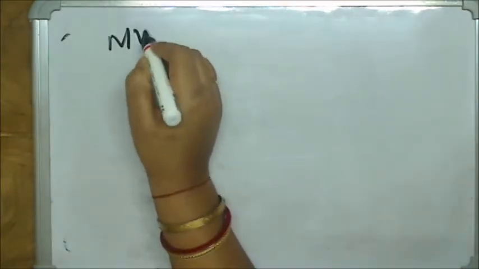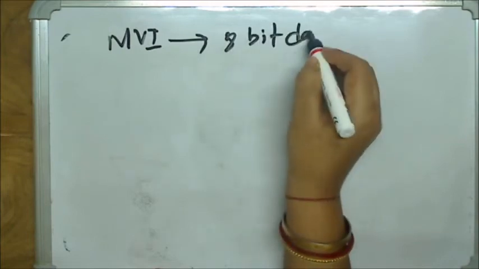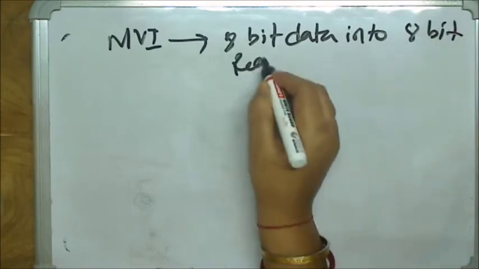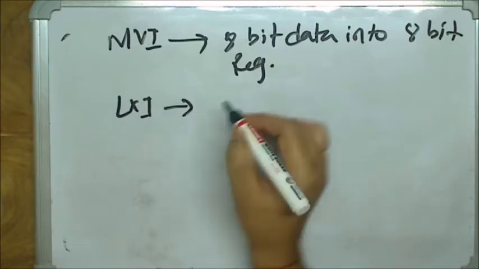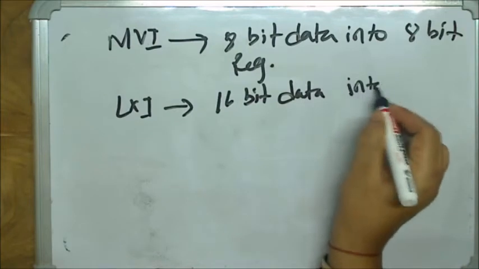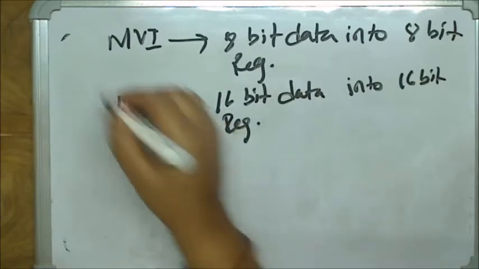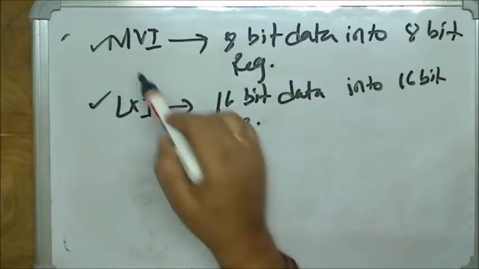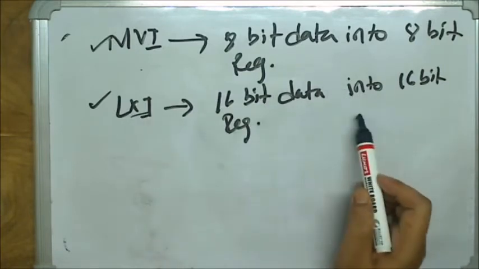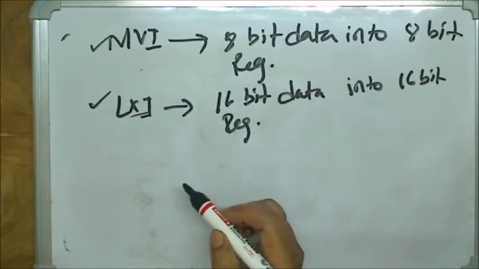Now, why is MVI used? MVI is used for loading 8-bit data into an 8-bit register. And why is LXI used? LXI is used for loading 16-bit data into a 16-bit register pair. This is the difference between MVI and LXI. Fine. Now the higher byte 20 is loaded into the higher byte register.